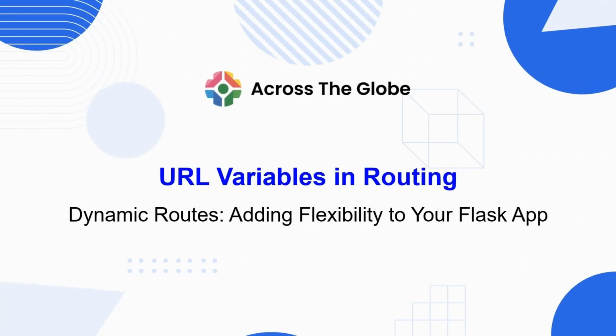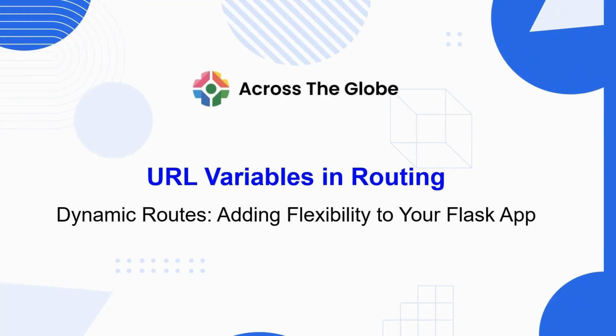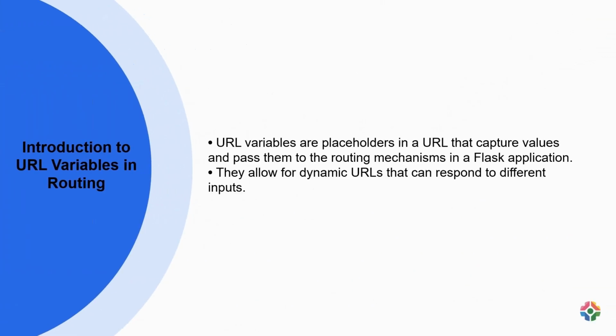Today we will learn about URL variables in routing. URL variables in a Flask application serve as placeholders within a URL to capture specific values, which are then transmitted to the routing mechanisms of the application. This functionality enables the creation of dynamic URLs that can adapt and respond to various inputs.